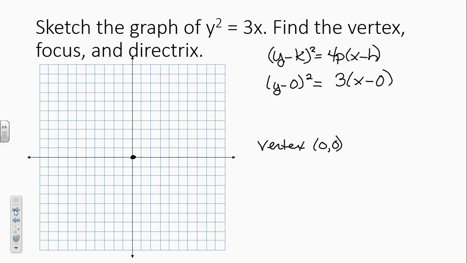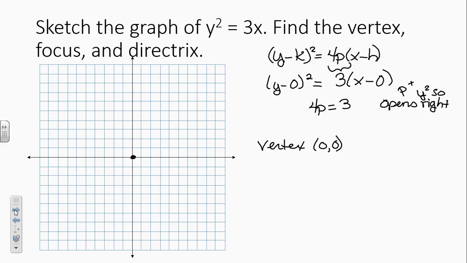Good question. The 4p is the number that's in front of the non-squared term. Happens to be 3. This is kind of a messy problem. It's not going to be perfect. So we know that 4p, first of all, is positive or negative? Positive. Because the y is squared, it's opening horizontally, and because the 4p is positive, it's opening to the right.